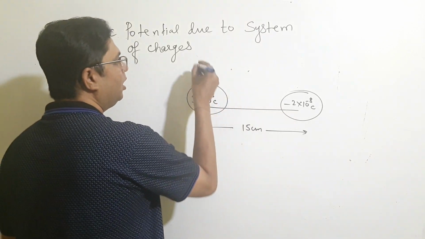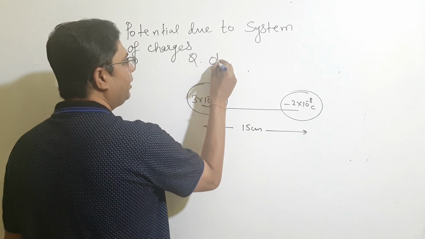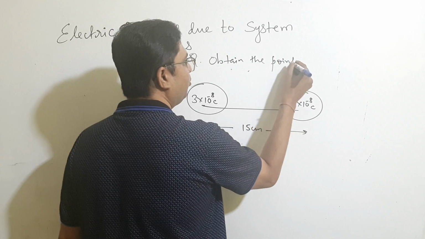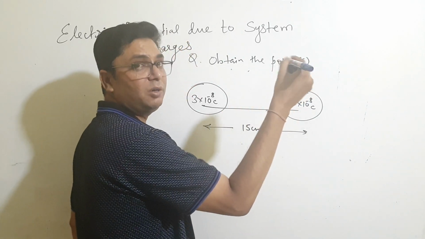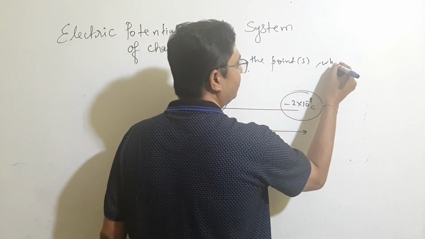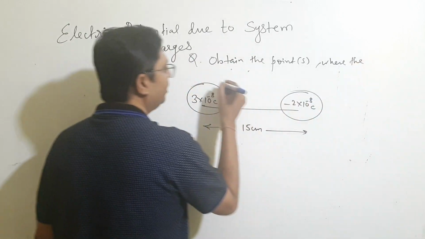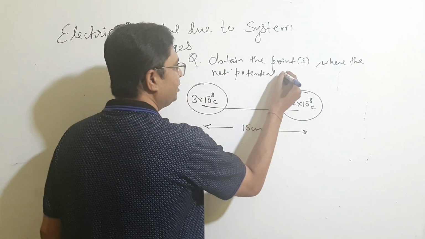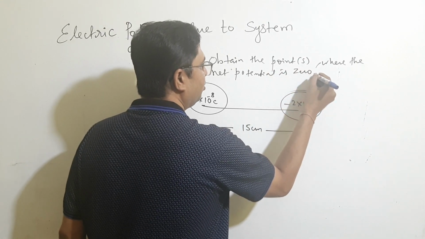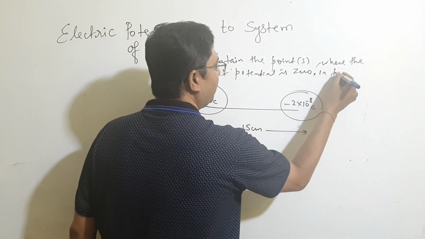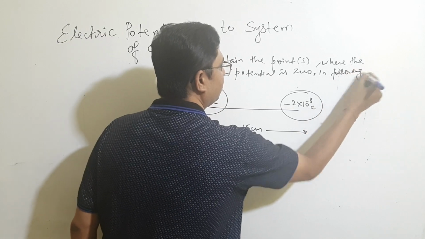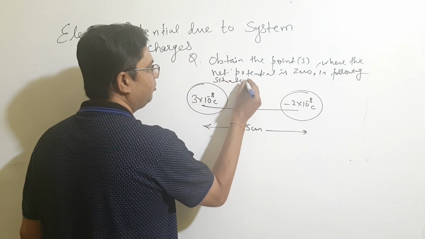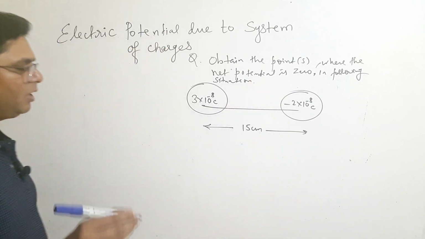The question is: obtain the point or points. There will be more than one point where the net potential is 0 in the following situation. So what will you do?